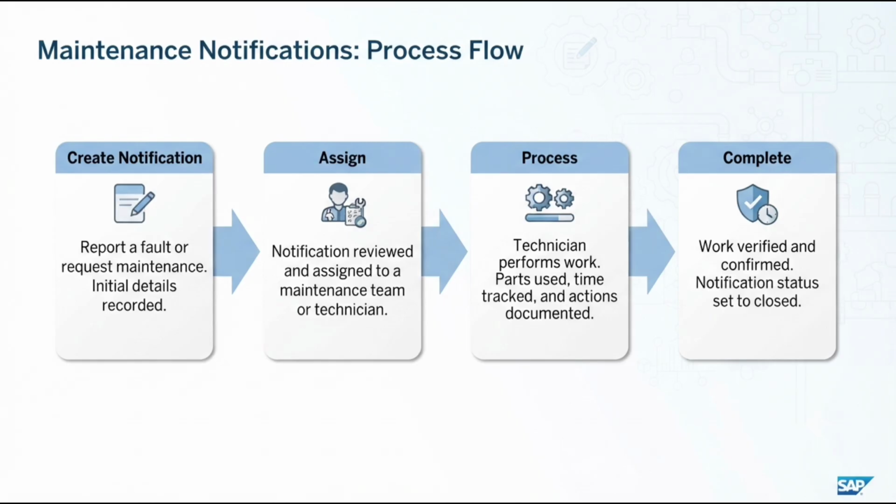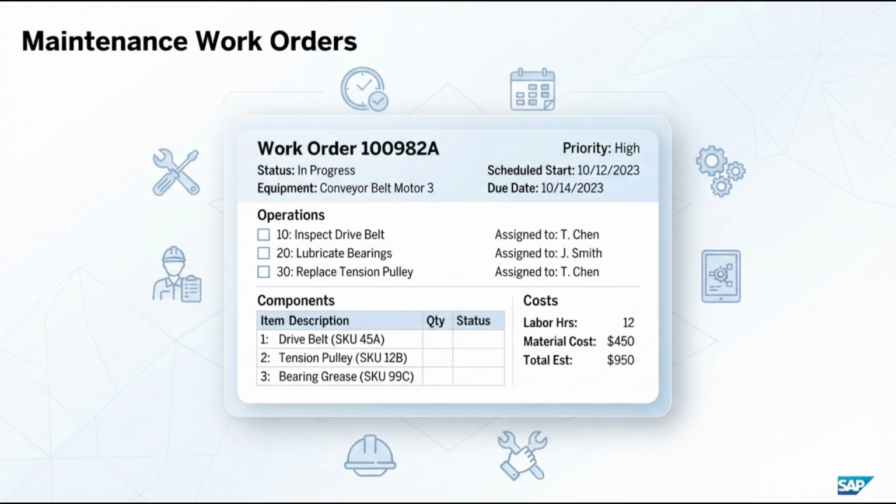Maintenance work orders are the central documents that drive the actual execution of work in SAP plant maintenance. A work order contains the technical object, the operations to be performed, the required materials, the planned costs, and the responsible work center. You can create work orders directly or generate them from notifications or maintenance plans. Each operation can have its own duration, capacity requirements, and control key that determines whether confirmation is needed.